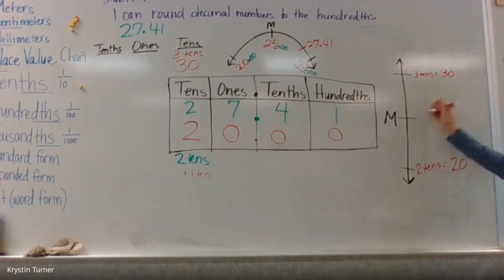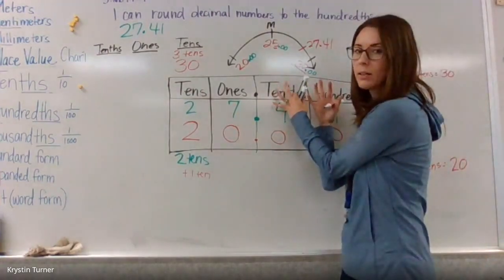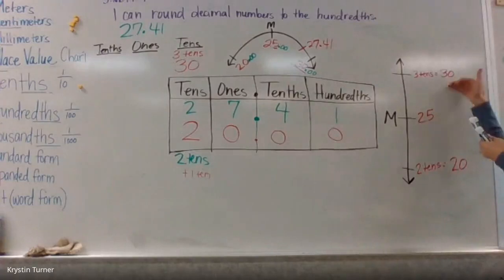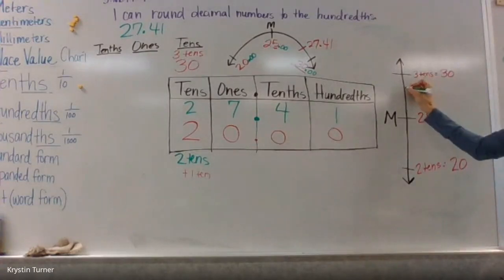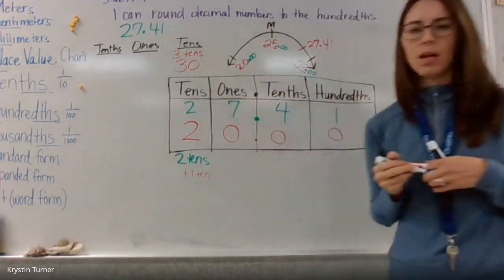Between 20 and 30 is the midpoint 25. And then I'm thinking 27 would be between 25 and 30. So the midpoint and 30 would be where 27 is. Add on the 41 hundredths there, and I can see that I'm closer to this 30. And so again, I would round to the 30.